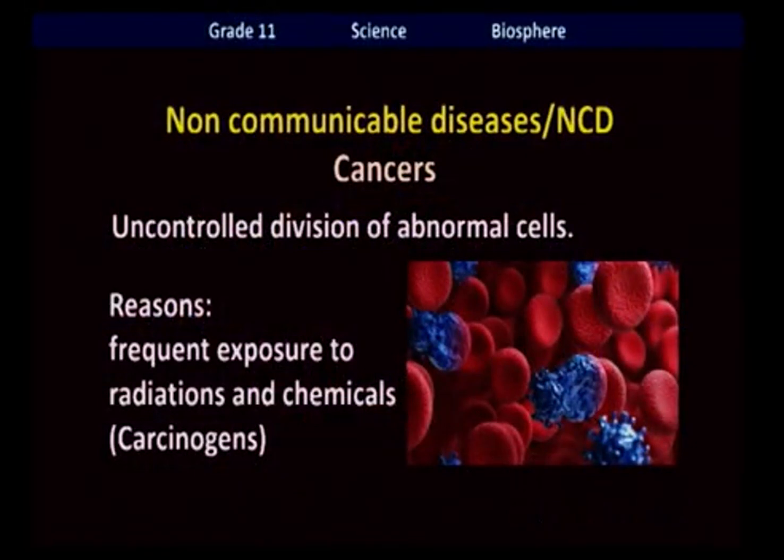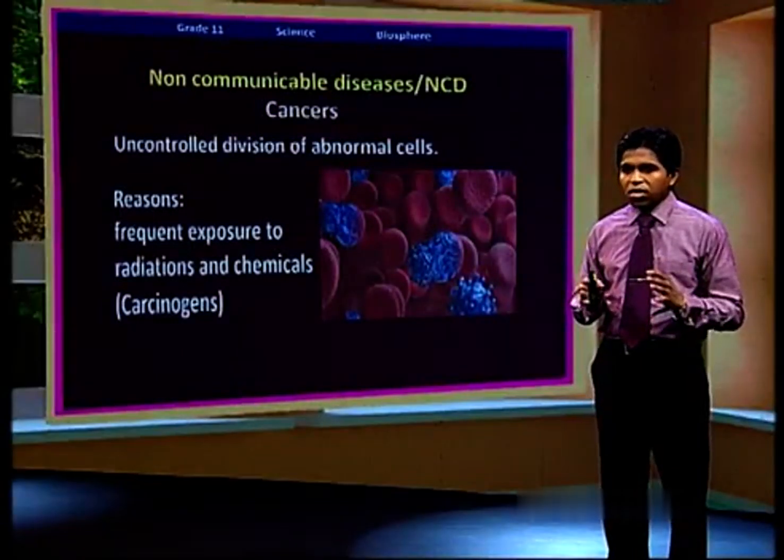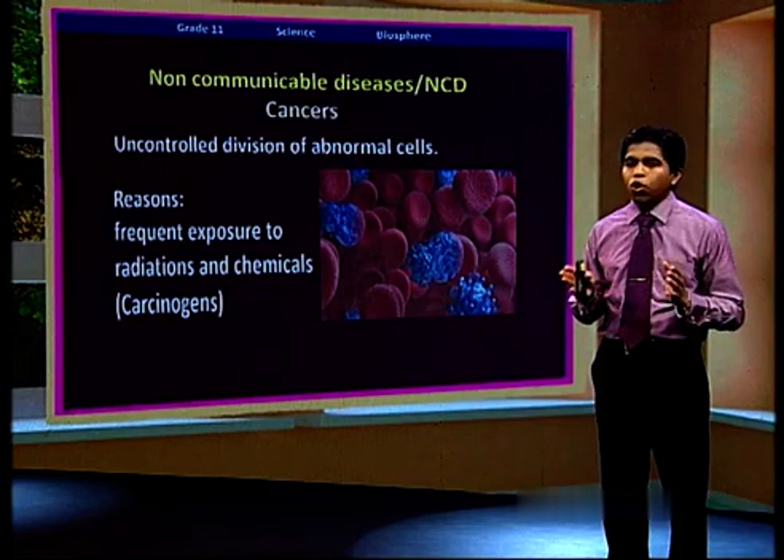Next one, cancers. After diabetics, that's the most common. The annual number of cancer patients reported in Sri Lanka is increasing. Recently they have built a new cancer hospital in the southern province. So why do these cancers spread faster? What are the main reasons that can cause cancer? How to control this? So what is a cancer? Uncontrolled division of abnormal cells.